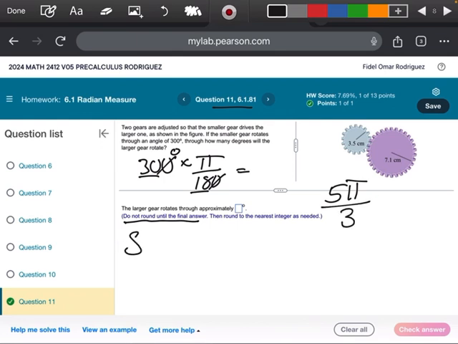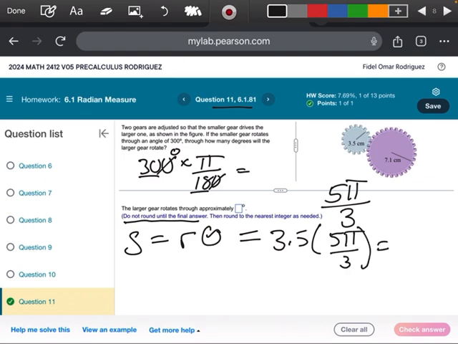Okay, so remember, y'all, we're trying to find the arc length. The formula for the arc length is S equals R times theta. The smaller gear has a radius of 3.5. We're going to multiply that by 5 pi over 3.